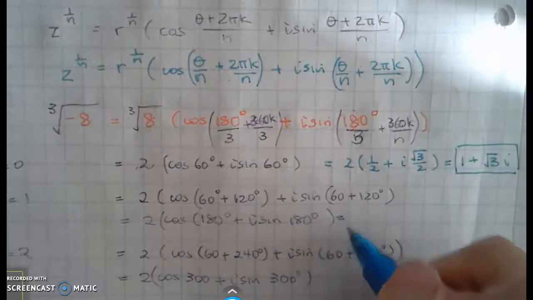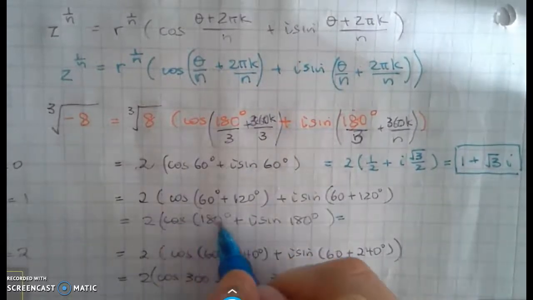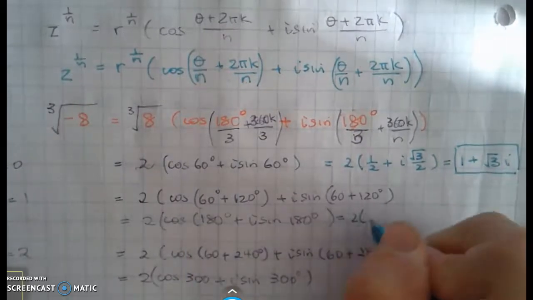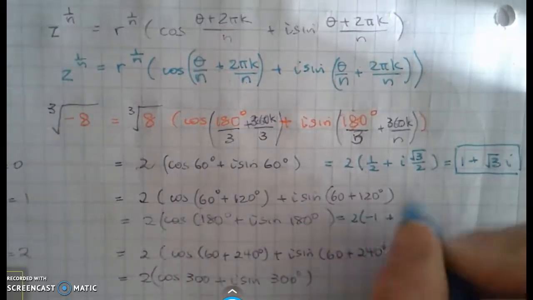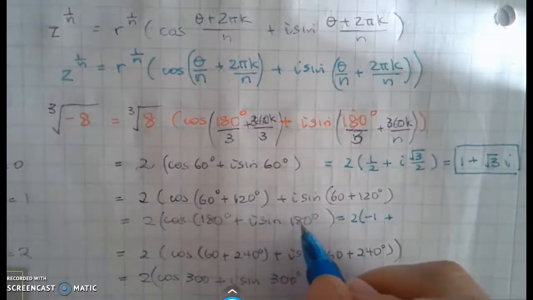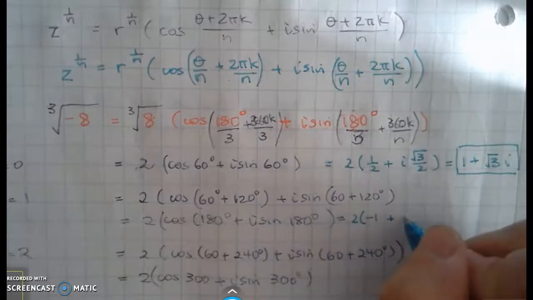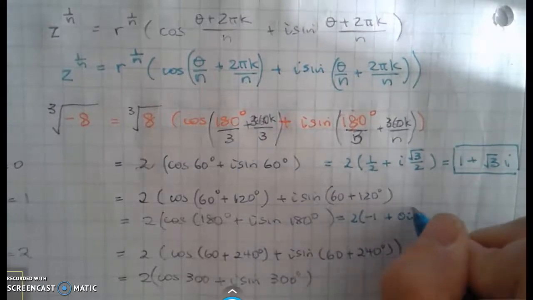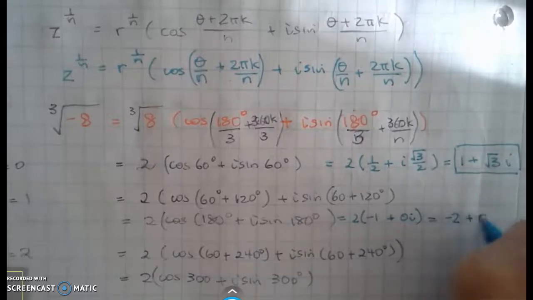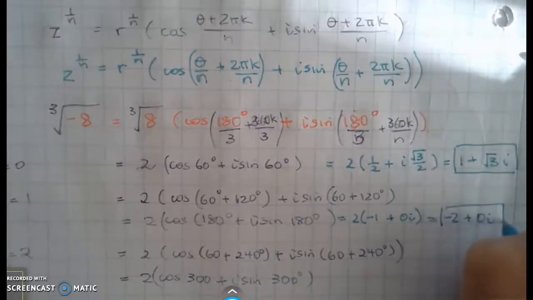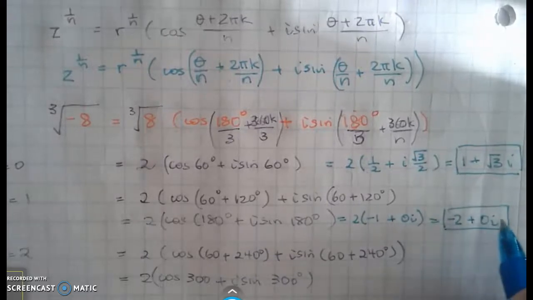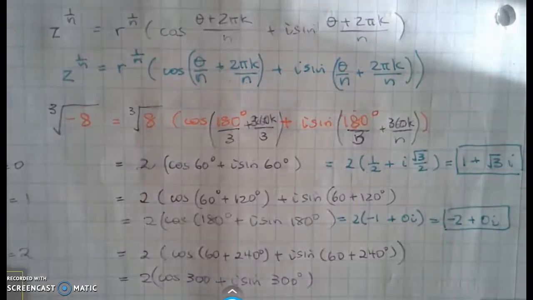Let's look at my second solution. Cosine of 180 degrees is negative 1. So that's going to be 2 times negative 1 plus i sine of 180 degrees. Sine of 180 degrees is 0 times i, so that's just going to be 0i, or you are just left with negative 2 plus 0i. And this is my original real number solution. Okay, it does not have any imaginary portion to it.